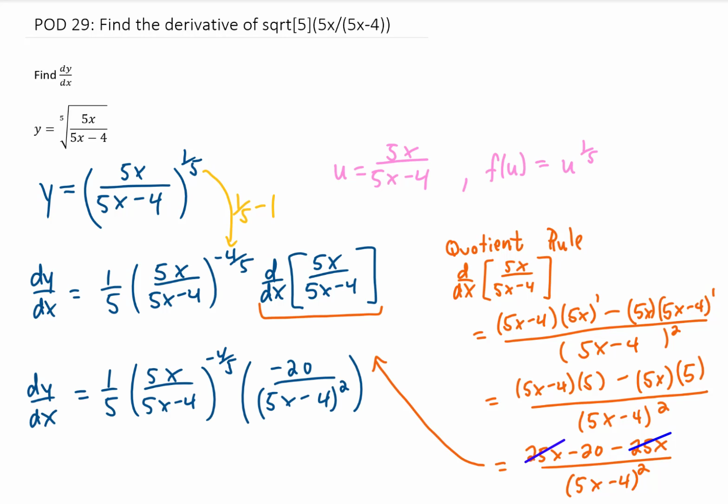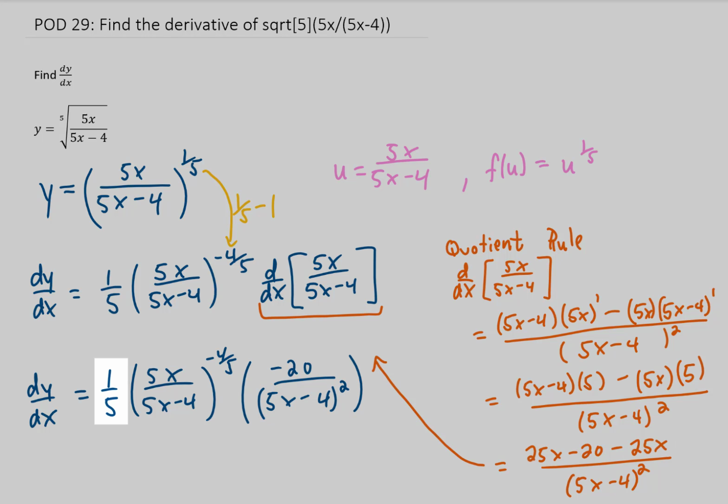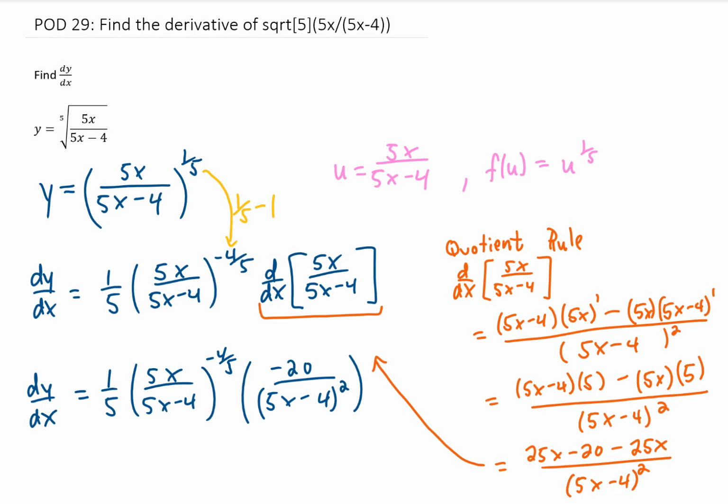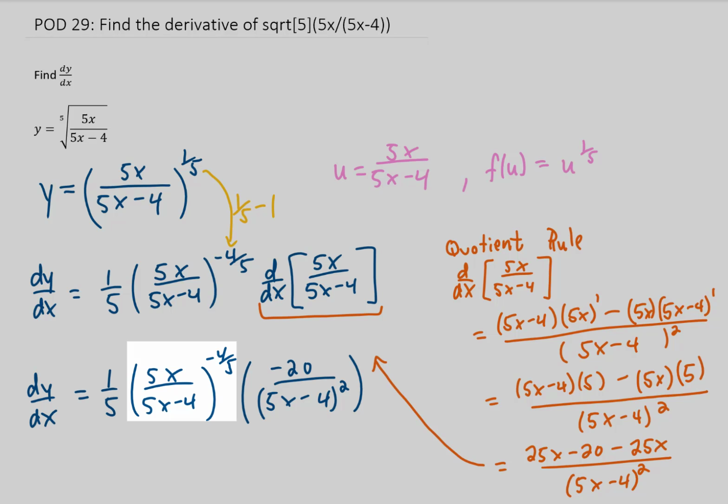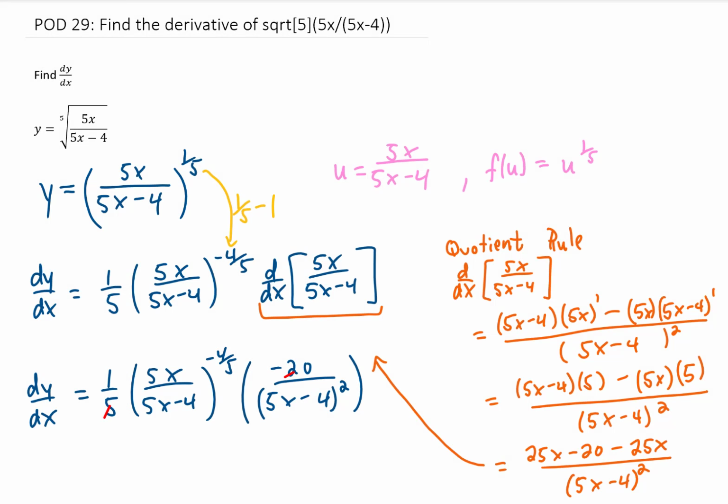Now we have a lot of things that look like they might cancel in this derivative, but note that this 1/5 and this 5 don't cancel because this 5 is being raised to the negative 4/5 power. So that 5 and that 5 are not the same number. And there is a way to combine this 5x minus 4 with this 5x minus 4, but we have to notice that this 5x minus 4 is being raised to the negative 4/5 power. One thing that we can do is cancel this 1/5 with this 20 over here. That would leave us just with a negative 4 on top. So let's do that first.